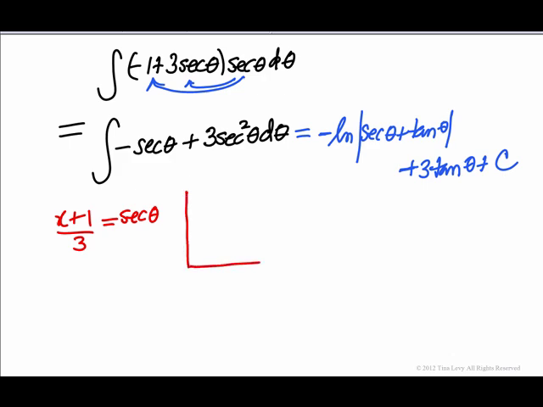So I need that triangle. We know secant was the hypotenuse over the adjacent side. This was x plus 1. This was 3. And we figured out what the remaining side was. That side was the square root of x squared plus 2x minus 8, which was in the original problem.